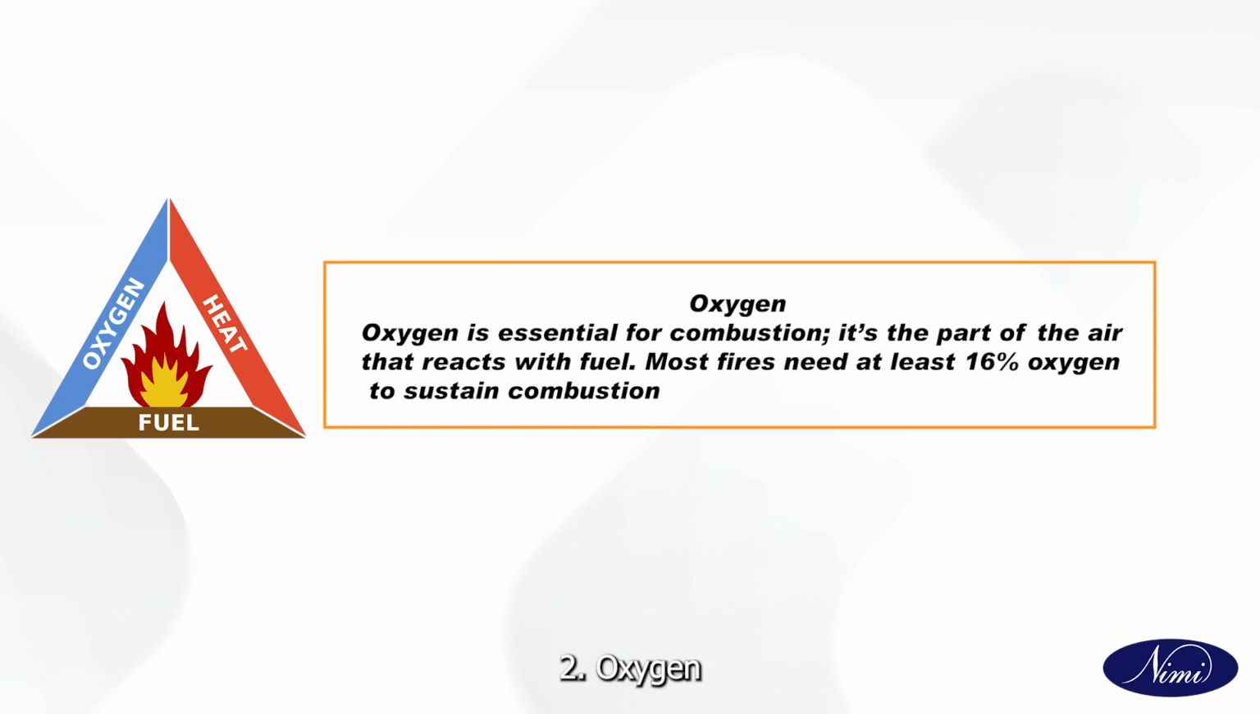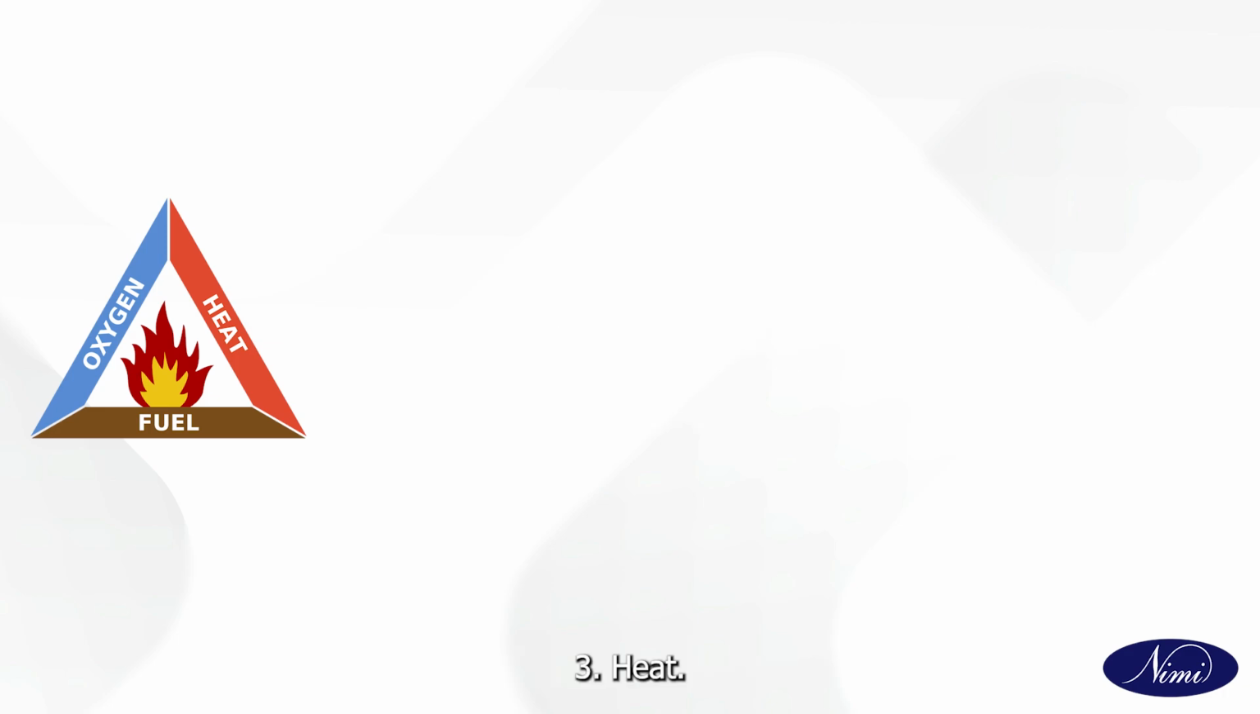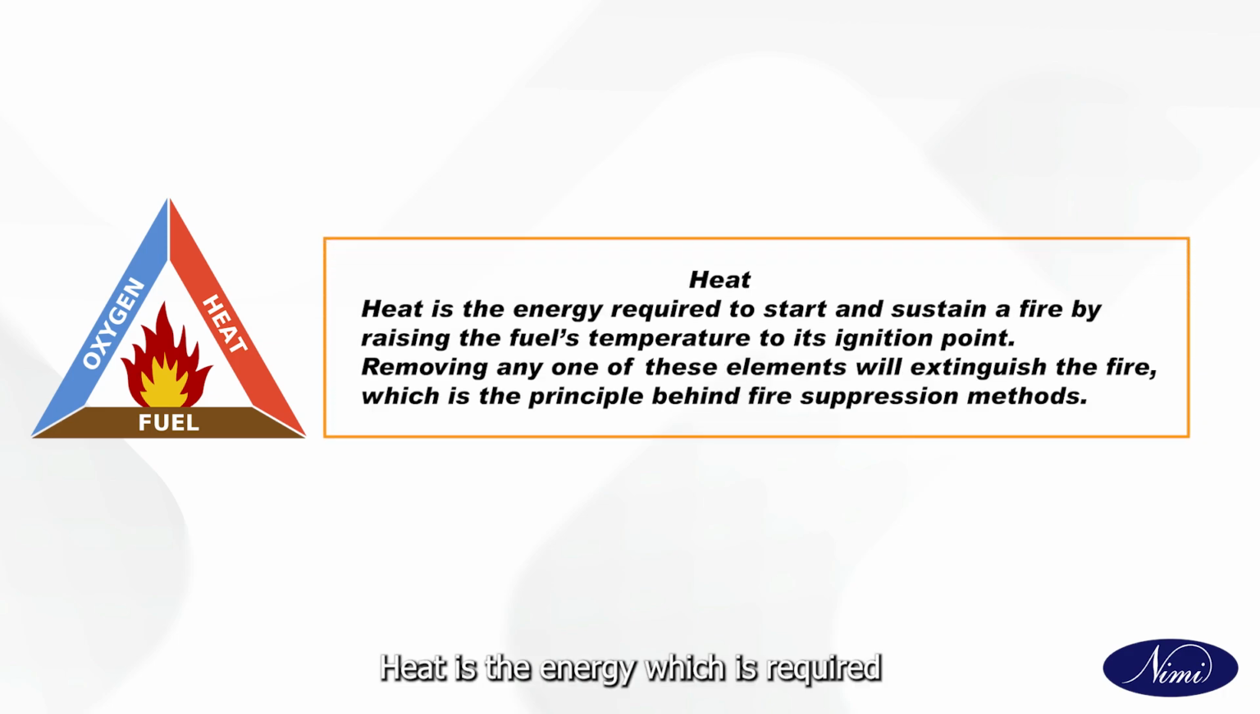Number two is oxygen. Oxygen is a part of the air which is essential for combustion. A minimum of 16% oxygen is required to sustain the fire. Third one is heat. Heat is the energy which is required to increase the temperature to its igniting point. By removing any one of these components, we can extinguish the fire. That is the principle behind extinguishing the fire.